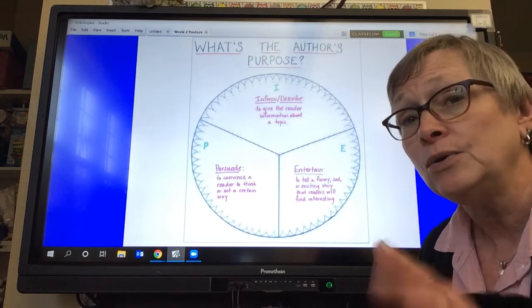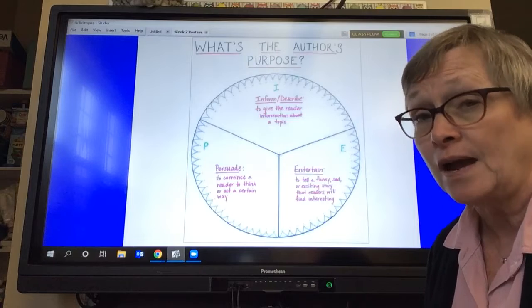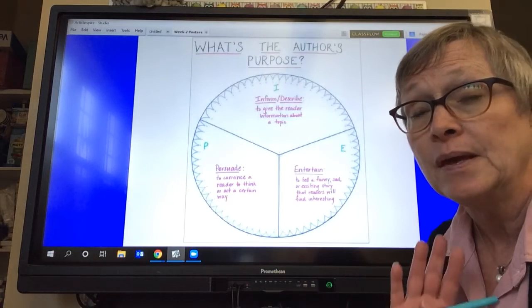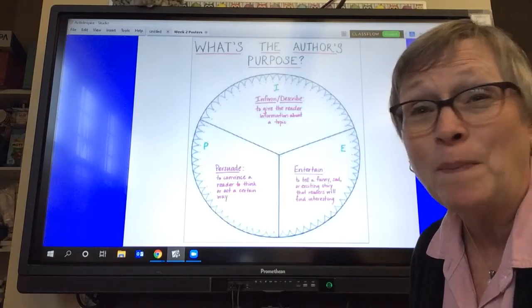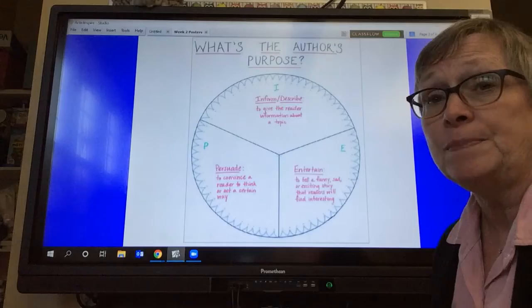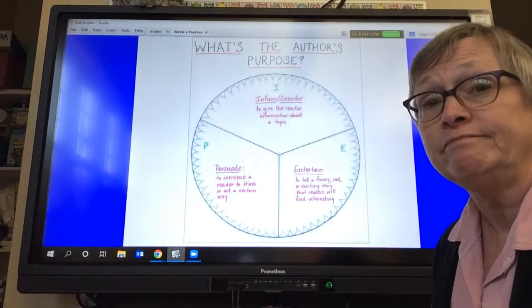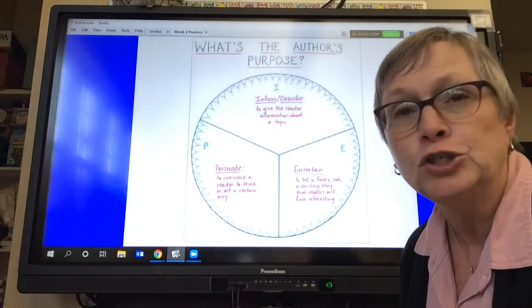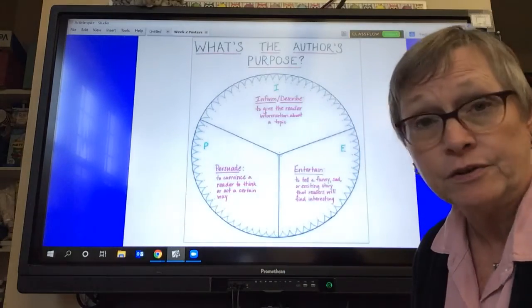So today, when you are reading your books, either on Benchmark, books from your home, or even maybe go back to your book baggie. It's up to you. What is the author's purpose? Is it to give us information? Is it to entertain us? Or is it to persuade us to do something or to change a behavior?